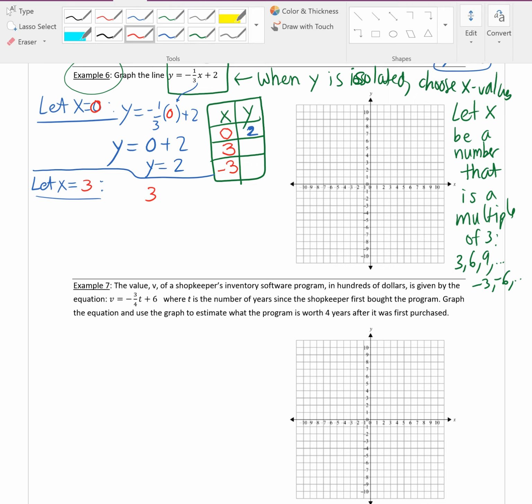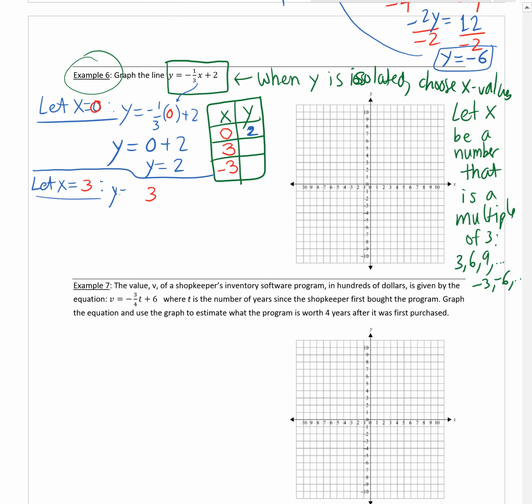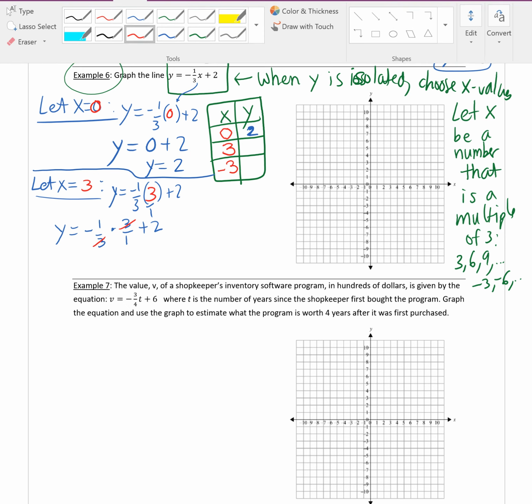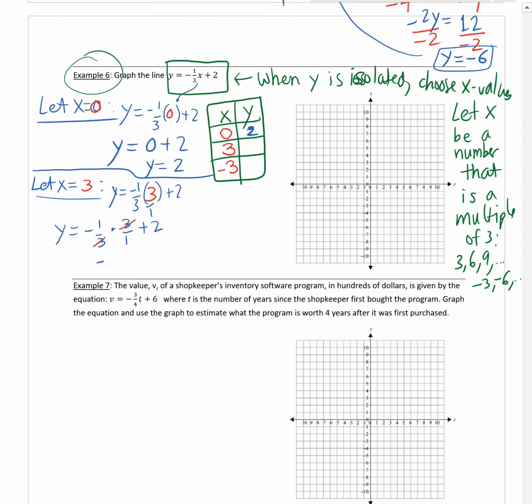I'm going to substitute that guy in there. So it was y equals negative 1/3 times x plus 2. But I put a 3 where x was. And so in order to multiply those guys, I'm going to put that 3 over 1. So I have a negative 1/3 times 3 over 1. And you notice, we chose it strategically, those 3's cancel. All you're left with is negative 1 times 1, which is negative 1.